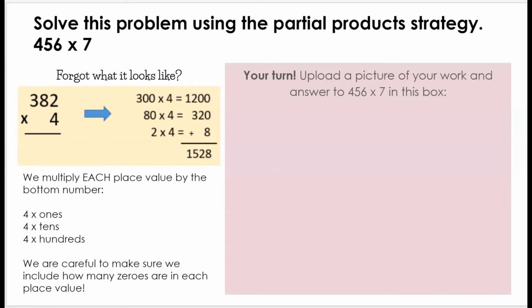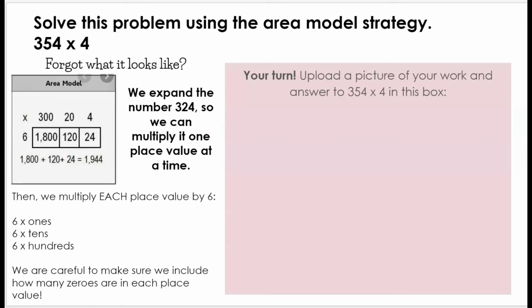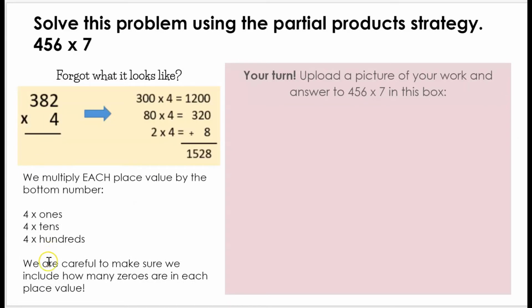The next strategy that you're going to practice today is your partial products, which is very similar to the tape diagram that we just did, only we're taking away, well, the tape. We're going to be stacking the numbers like it's a standard algorithm, and then multiplying each place value at a time. We multiply each place value by the bottom number. 4 times the ones is 4 times 2, which equals 8. 4 times the tens is 4 times 80. Make sure that there's a 0 there to mark that it's 8 tens, and that's 320.